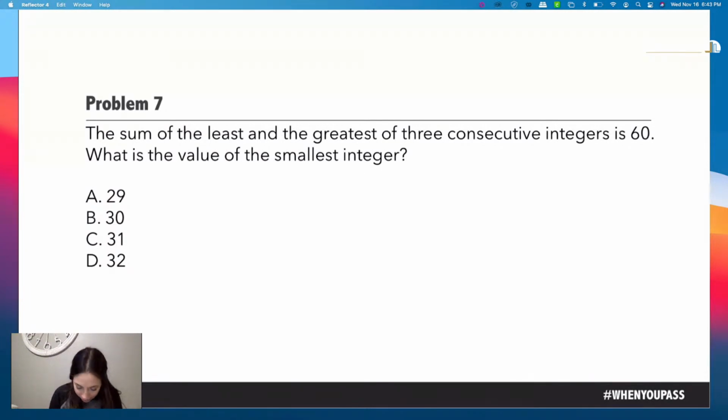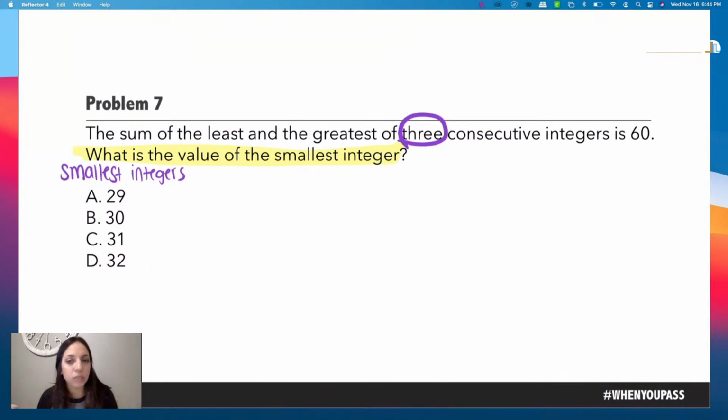So if they ask, what is the value of the smallest integer? Then my answer choices are the smallest integers. And we're looking at 3 consecutive integers. Integers are just counting numbers. So we're not looking at 3 consecutive even or 3 consecutive odd. We're just looking at 3 consecutive numbers. So 29, 30, 31; 30, 31, 32; 31, 32, 33; 32, 33, 34.